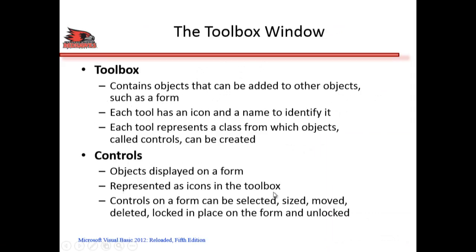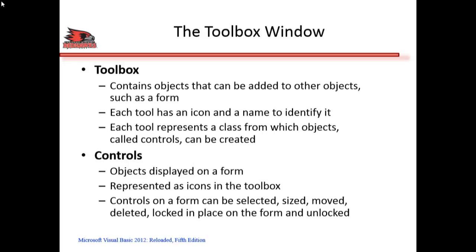Now the toolbox window. The toolbox basically is what its name signifies. It contains objects that can be added to other objects such as the form. It has a lot of tools like buttons, checkboxes, list boxes, whatever I mentioned before. And each tool basically represents a class. So you start off with a button class, you drop it into your form, and then you change it to whatever you like. So basically, the toolbox contains all the patterns of the objects you want to put in your own form.